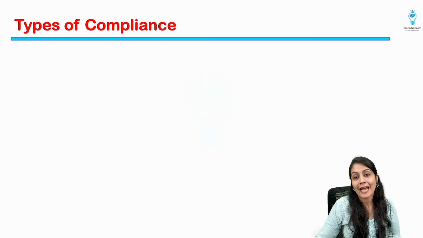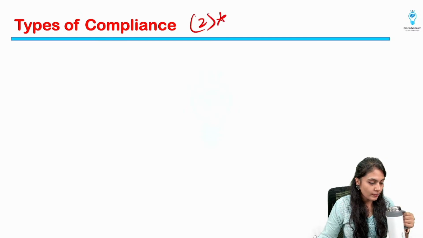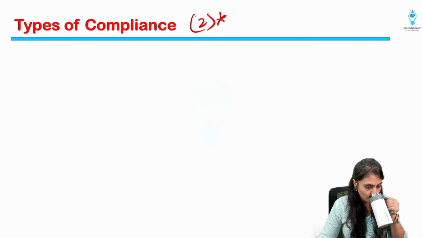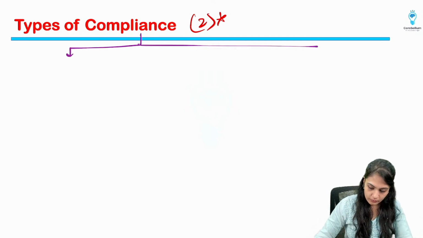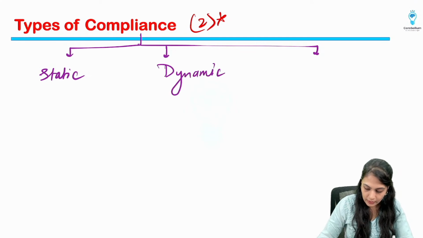Let's move on to the types of compliance. Two-mark questions come on this: explain the types of compliance. What do you mean by compliance, define compliance, and tell its types. There are 3 types of compliance. First is the static one, then the dynamic one, and there is something known as specific compliance.